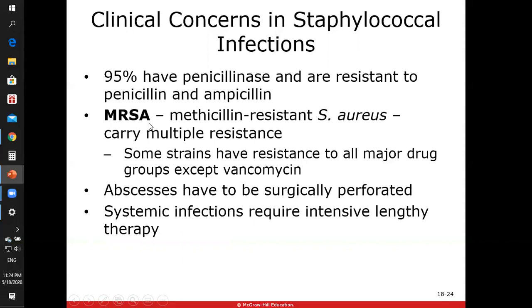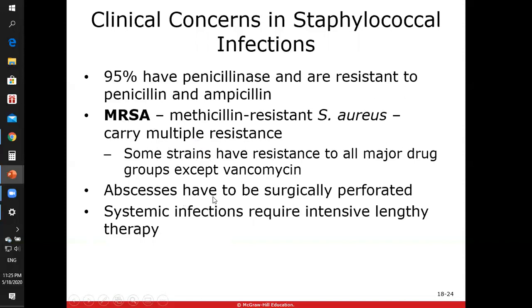And you can get methicillin resistant Staph aureus. These carry multiple resistance. MRSA is a very severe infection, and methicillin is one of the drugs that could take care of Staph aureus for really bad infections until they came up with the methicillin resistance. So some strains have resistance to all major drug groups except for vancomycin. Now we have vancomycin that can treat that. But then we started seeing strains that were vancomycin resistant as well.